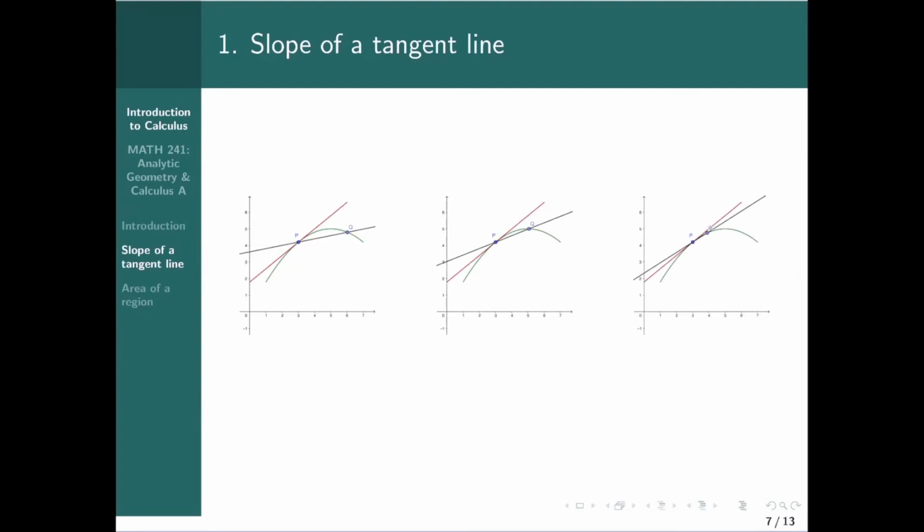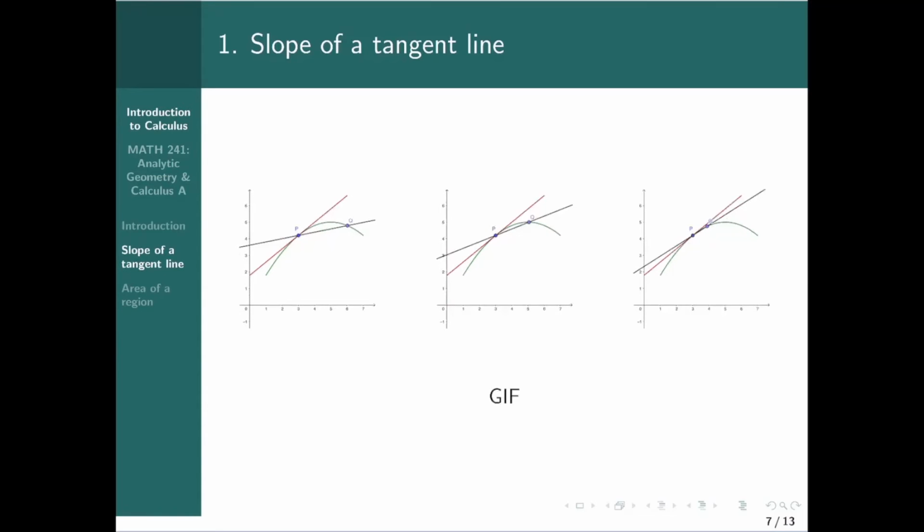So in the third image, the point Q is closer to P. So the slope of the secant line is going to be the best approximation to the slope of the tangent line among those three images that we have in this slide. So we say that if we repeat this procedure to a limit, the secant line actually becomes the tangent line. And in this case, we have the slope that we were looking for initially. So let me show you this in a GIF.